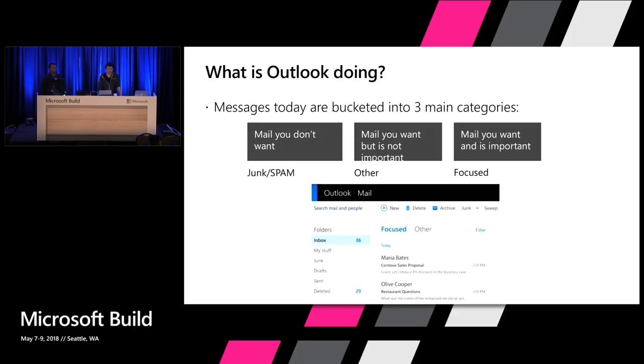So within Outlook, without any help from developers or senders, we take all the information about your behaviors and all the information about whether this email is relevant, and we try to categorize things so that the most relevant emails are the ones that you see.